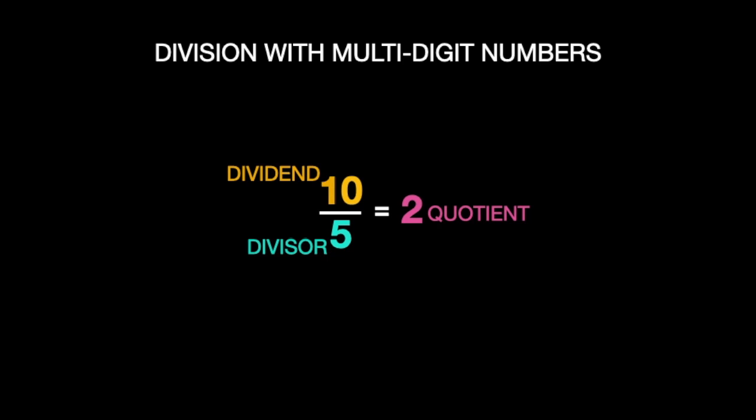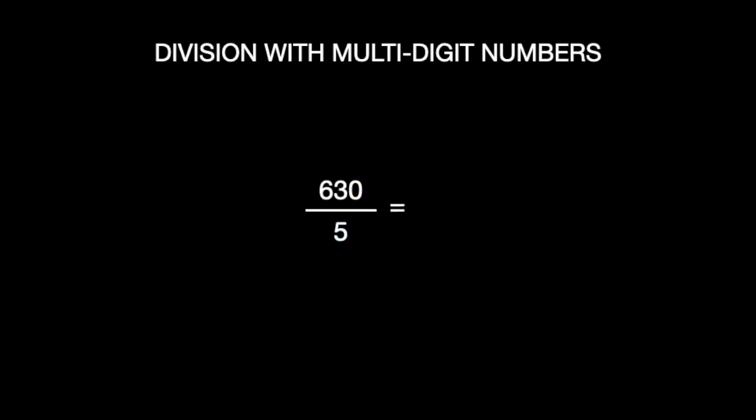Now let's go ahead and look at one problem. What is 630 divided by 5? Let's use the long division method. 5 is our divisor, it says on the outside, and the dividend goes inside the division symbol. Now, how many times does 5 go into 6? That's one time, because 1 times 5 is equal to 5.